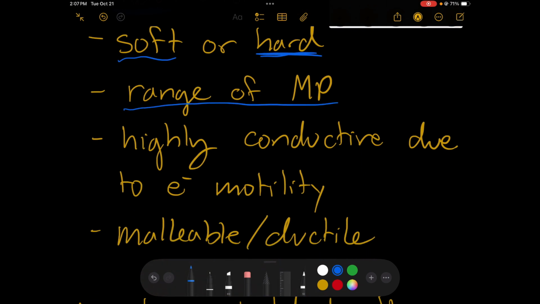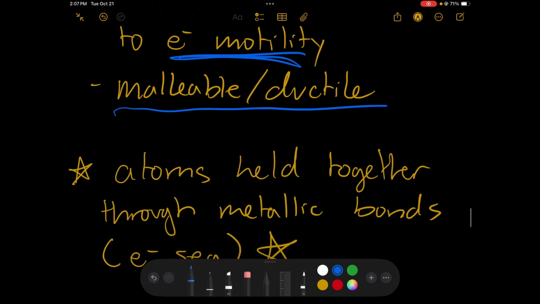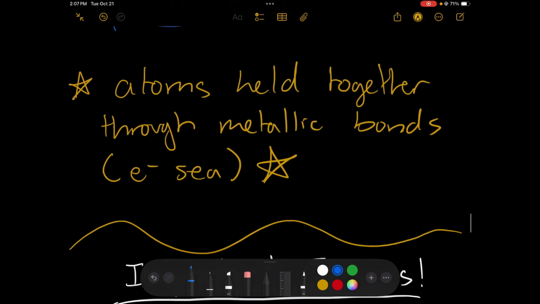They are highly conductive because their electrons can move, so that's what electron motility means. And due to that electron motility, they are also malleable and ductile, meaning that if you apply a force, those metal atoms are just going to bend around one another rather than shattering as ionic crystal lattices tend to do. And the atoms in any metallic substance are going to be held together through metallic bonding, otherwise known as that electron sea that we've seen a few times now.